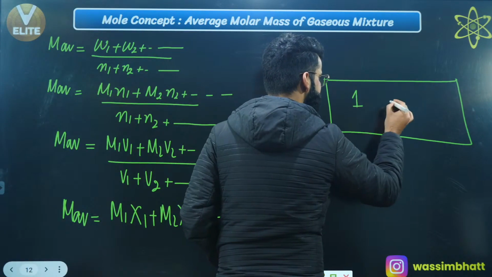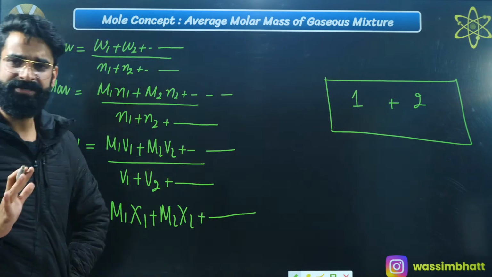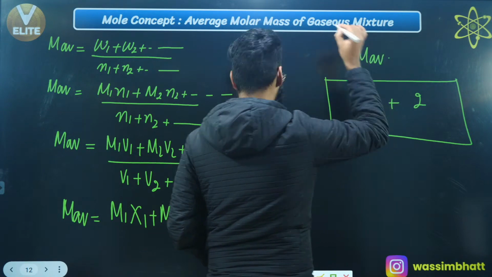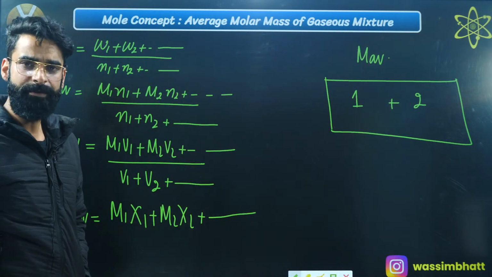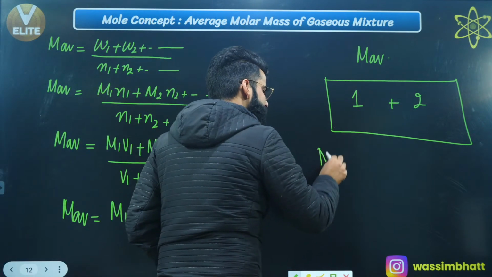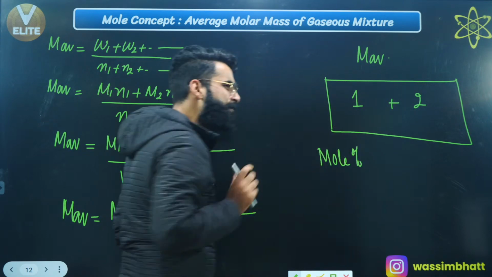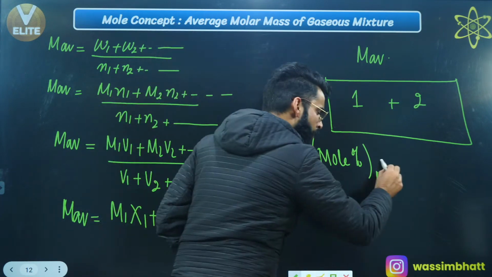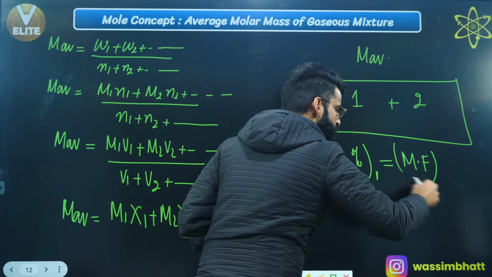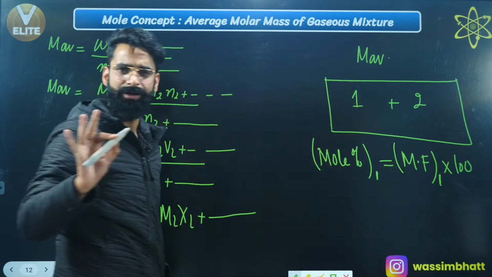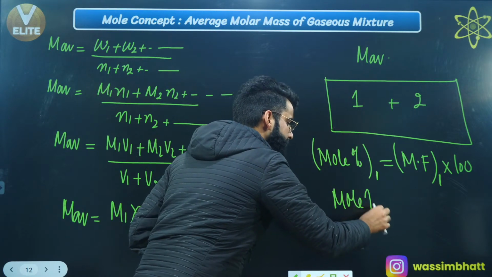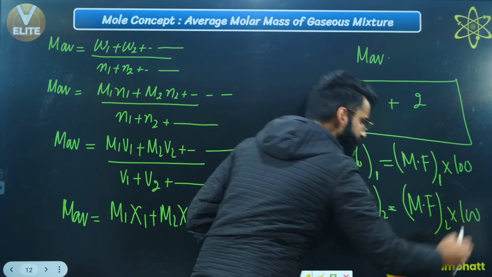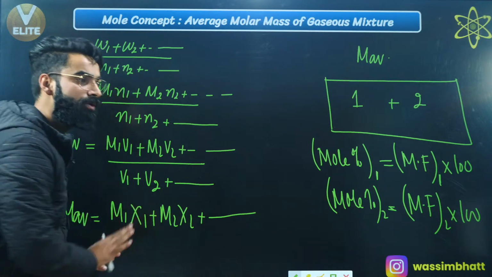Let's assume there is gas 1 and gas 2 in the container. So basically, again, I've got a mixture of gases. Let's assume the average molar mass of this gaseous mixture is represented by MAV. Now, I'm writing a term over here, that is mole percent. If I write mole percent of 1, what does it mean? Mole percent of 1 means the mole fraction of gas 1 multiplied by 100. That's all. If I write mole percent of gas 2, that's again nothing. It is the mole fraction of gas 2 multiplied by 100. Correct? This result you can convert into another one as well, right?